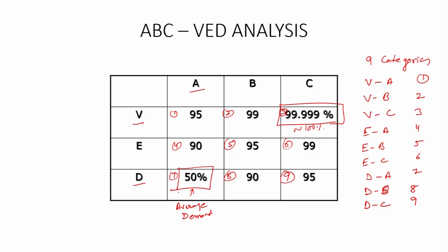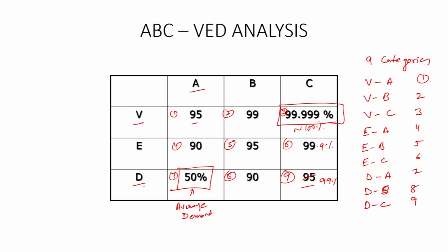In between, for vital items and A class, I can keep a 95% service level. Let us see this desirable item and C class. Though I have written 95% here, you may think of keeping a 99% service level, because keeping this C class item in inventory is not costing you anything, it is only peanuts.